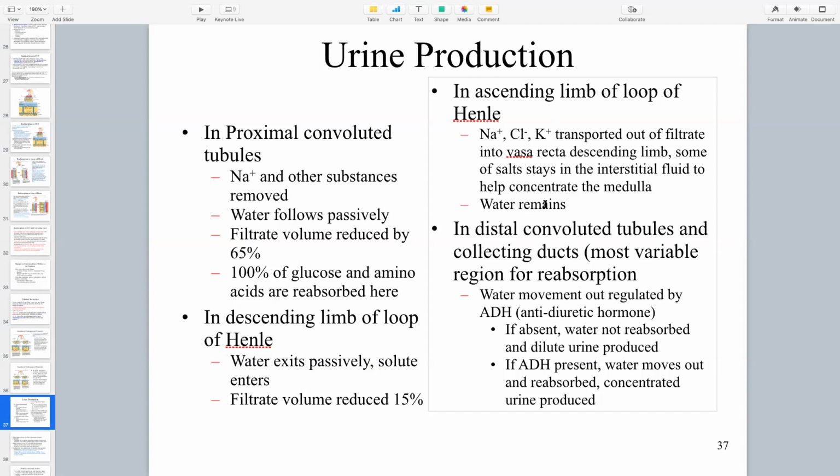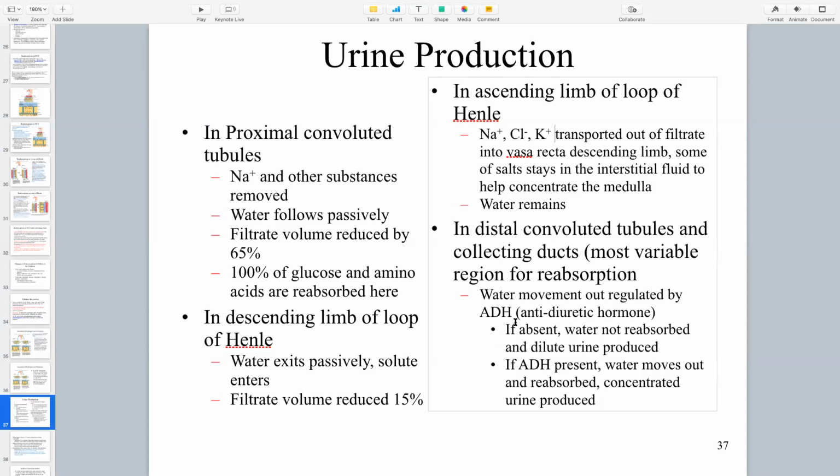Here in the ascending limb, only salt moves out, and a lot of salt moves out. Water remains in the tubule. In the distal convoluted tubule and the collecting duct, the most variable region for reabsorption of salt and water, ADH and aldosterone work in these regions. If you're dehydrated, a huge amount of ADH is released, and a huge amount of aldosterone. Aldosterone increases your sodium channels, allowing you to reabsorb more sodium from your distal convoluted tubule and collecting duct. As you reabsorb more sodium, a little bit of water follows by osmosis.